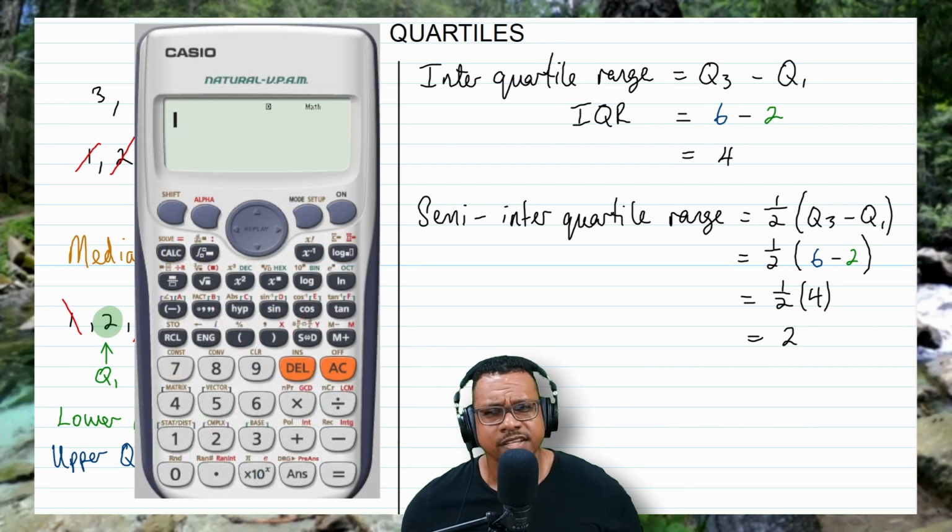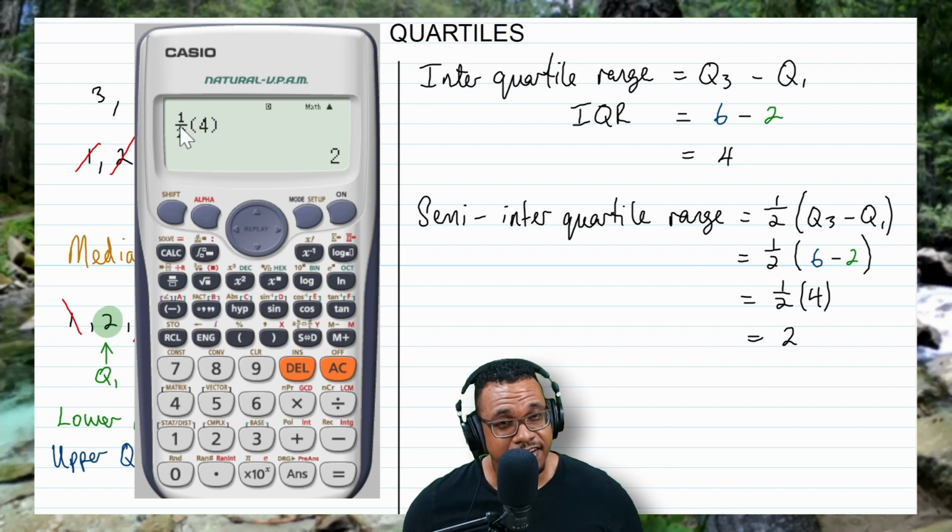All right, and if you were to work that on our calculator, we could just use the fraction button and say 1 over 2 like this, and just multiply it by 4, and we get 2. Or we could say 1 over 2 like this, then we open brackets and put the 4, close brackets, and we still get 2. Or instead of using a half, we could use 0.5. So that'll be 0.5 multiplied by 4, and you get your answer 2.